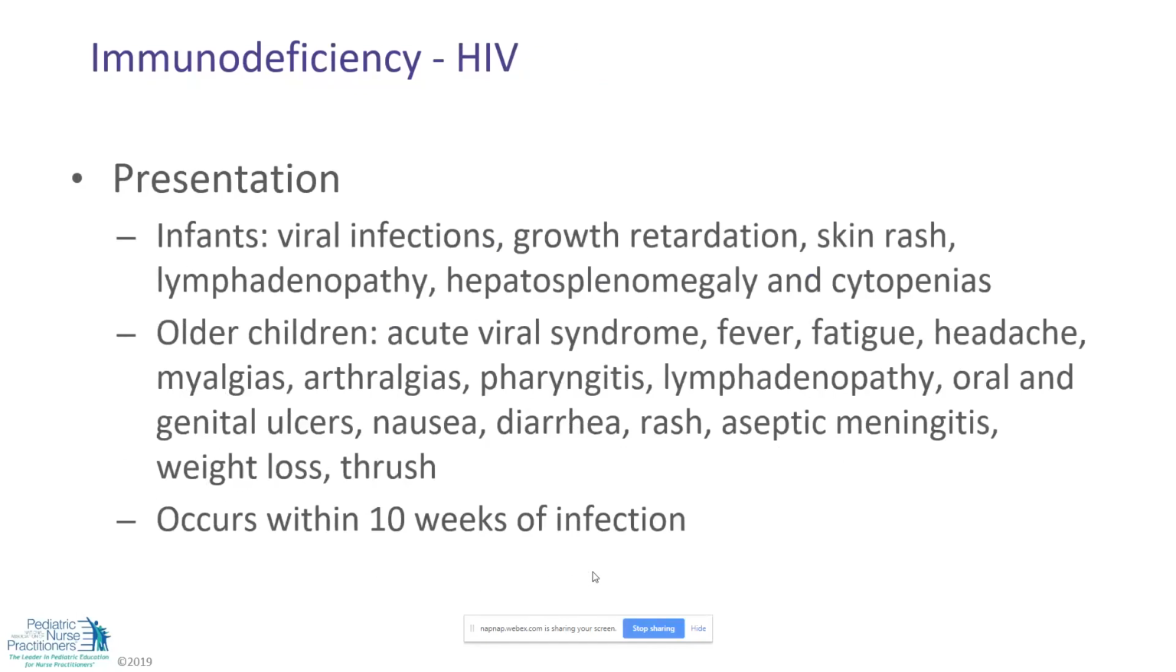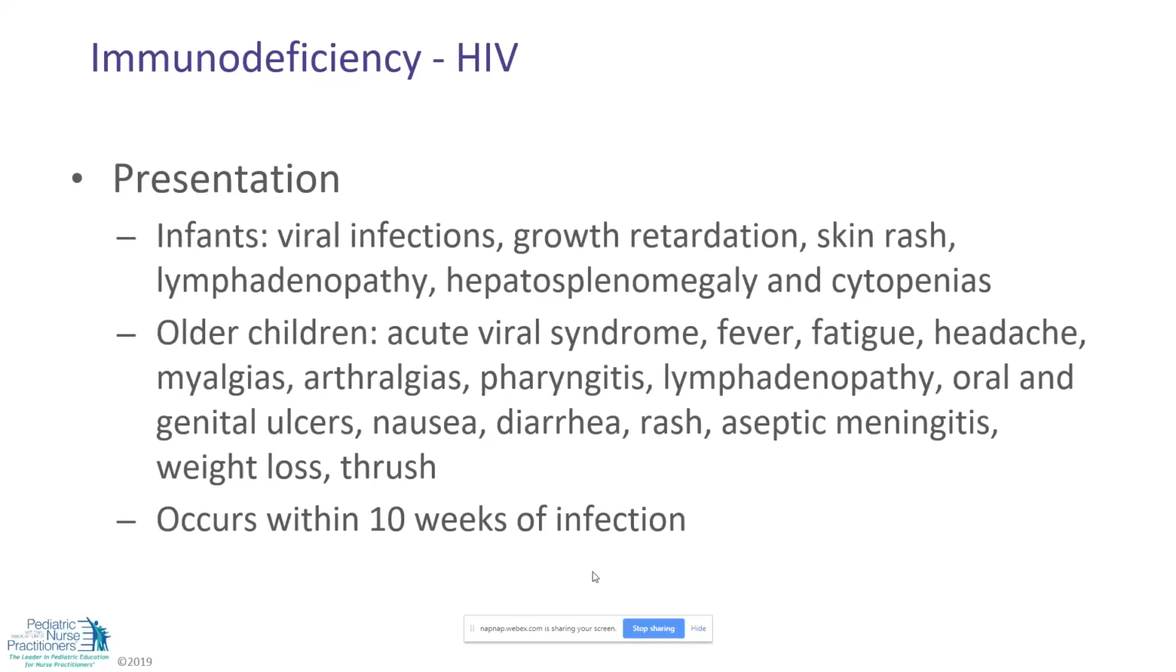The presentation varies depending on the age of onset, and so our infants would often present with viral infections. Perhaps they are not growing as well, and they can have skin rash, lymphadenopathy, hepatosplenomegaly, and also you would appreciate cytopenias if you were to obtain a CBC with this.